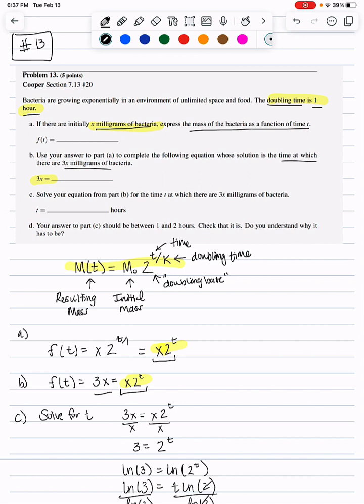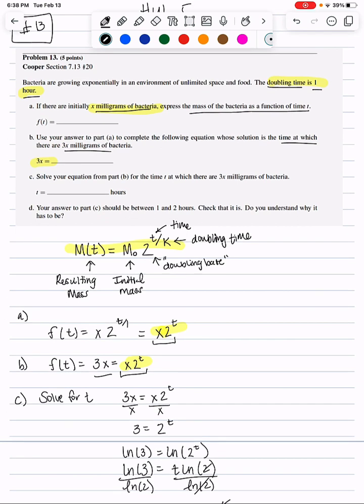Okay, and then B, we're going to use part A to complete the equation whose solution is the time at which there are 3x milligrams of bacteria. So 3x is like our resulting mass, and we're trying to see how long it takes to get that. So we're basically just saying 3x equal to our doubling equation that we found in part A. So it should just be 3x is equal to x times 2 to the t. And we don't have to solve it. So you're just plugging in x times 2 to the t into WebWork. Part C is when we're actually solving for t.